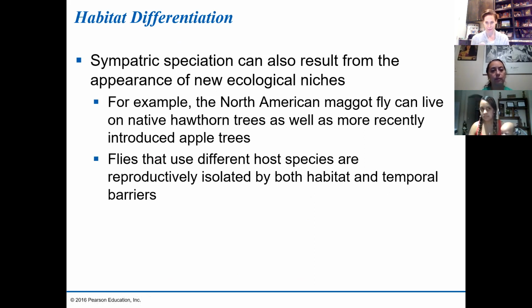And habitat differentiation. So you have different ecological niches. So like a maggot fly can feed on hawthorn trees as well as introduced apple trees. They use different host species. Flies that use different host species are reproductively isolated by habitat and temporal barriers. I think the easier way to think of it with habitat differentiation is location of where you like to feed and live. An arboreal or tree dwelling animal versus terrestrial or on the ground.